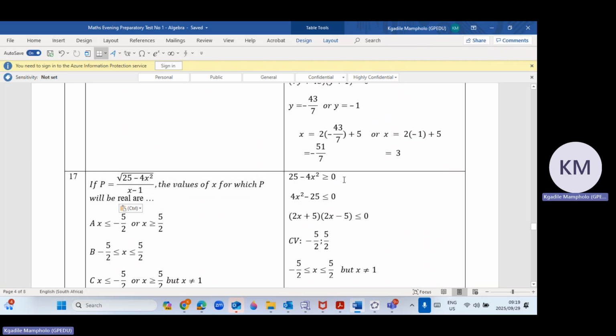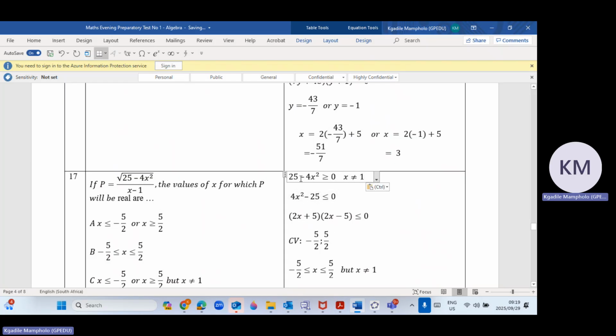So for this to be real, the number inside the square root must be greater than or equal to 0, and also the denominator must be real. Remember, in this case, the denominator can only be real if x is not equal to 1, because if x is 1, this will be undefined.